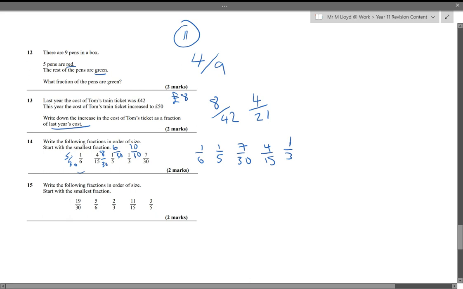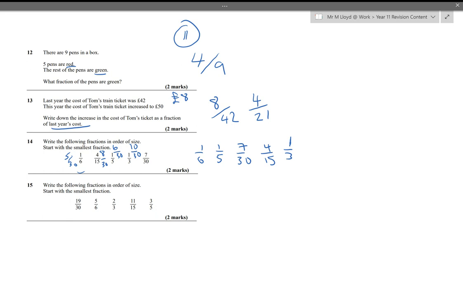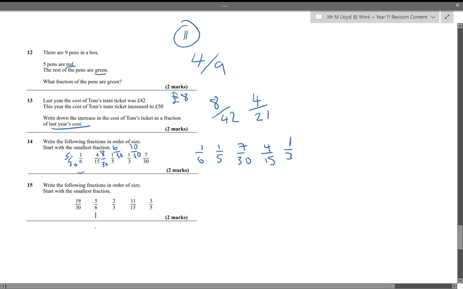Great. Okay, I've got to do the same thing. Luckily, again, these will all go to over 30. So 25 over 30, 20 over 30, 22 over 30, and then that's times by 6, that's 18 over 30. We're starting with the smallest one. So that's going to be 3 over 5, 19 over 30, 2 over 3, 11 over 15, and then 25 over 30. No, I made a little mistake. Let's rub that out. So it is 25 over 30, but it's 5 over 6 that goes in there.